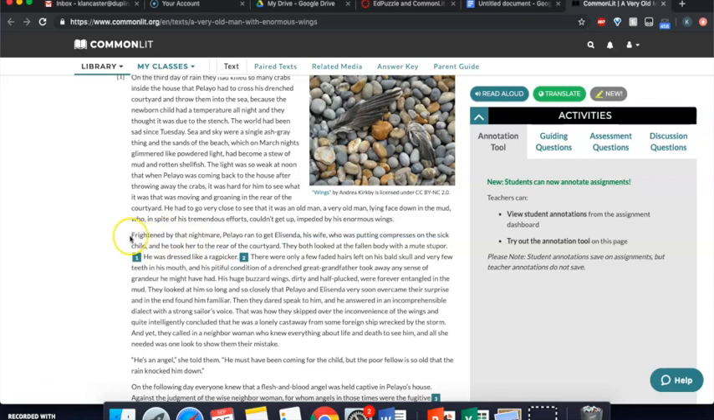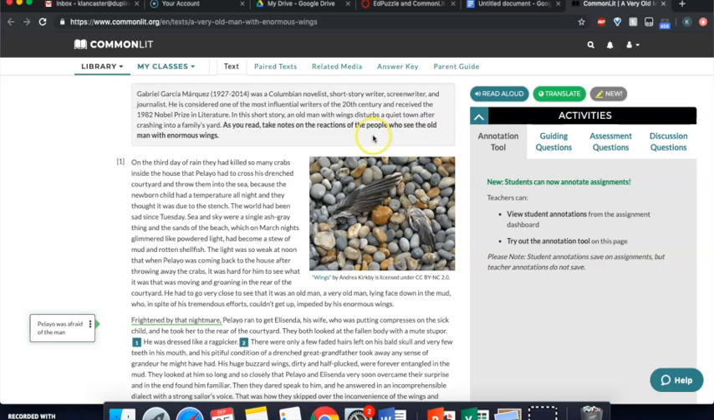Okay, so I'm going to highlight "frightened by that nightmare," click the little T to add an annotation, and write Pelayo was afraid of the man. Because remember, we're looking for reactions of people who see the old man with the enormous wings.